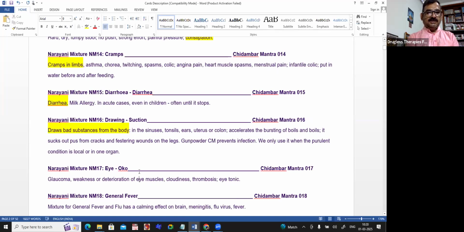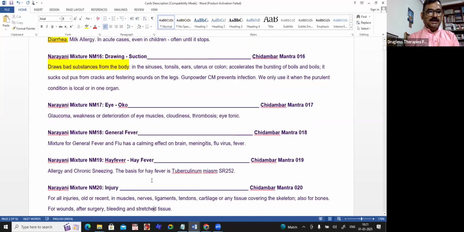These are the questions that are going to come, like NM16 is for what? One option will be to draw bad substance from the body, another will be for some other reason, to stop the menstruation or start the menstruation, like that. So many options will be there, but the real option you have to choose is draw bad substance from your body.